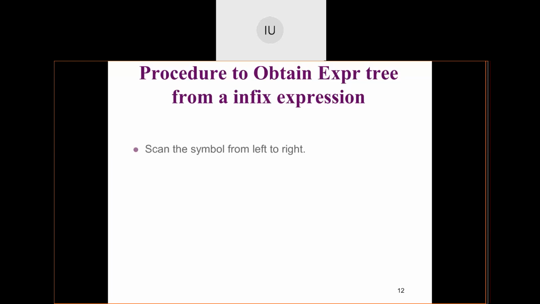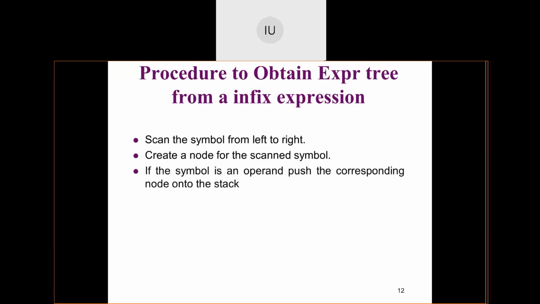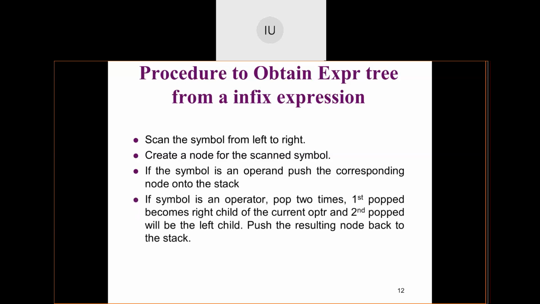Now, scan the symbol from left to right. You have to start scanning from left to right. Create a node for every scanned symbol. It means if I have been given 3 plus 2, whenever you get a symbol, for 3 create a node, for plus you create a node, for 2 also you create a node. If the scanned symbol is an operand, push that onto the stack. If it is an operator, make it a node and pop 2 times.